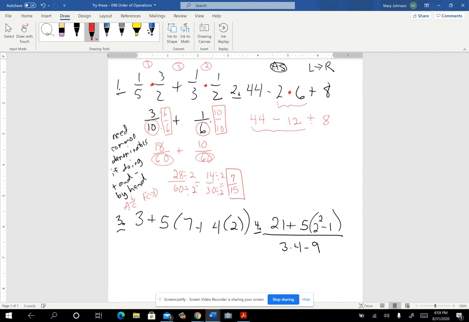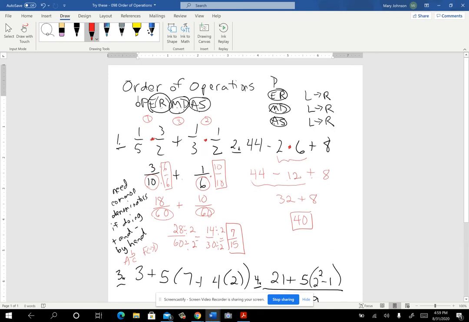So this would become 32. And then I would add 8 and get 40. And that would be my final answer. Okay. So definitely multiplication first because it is a higher level operation than adding or subtracting. But when I get to the point where I have just adding and subtracting, I do those as they occur from left to right. So multiplying first, then I go from left to right on the adding and subtracting.